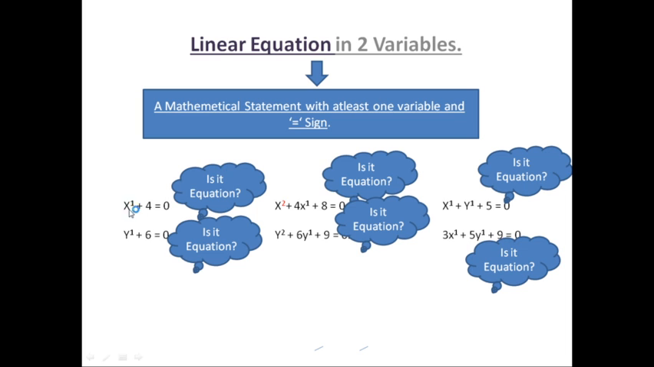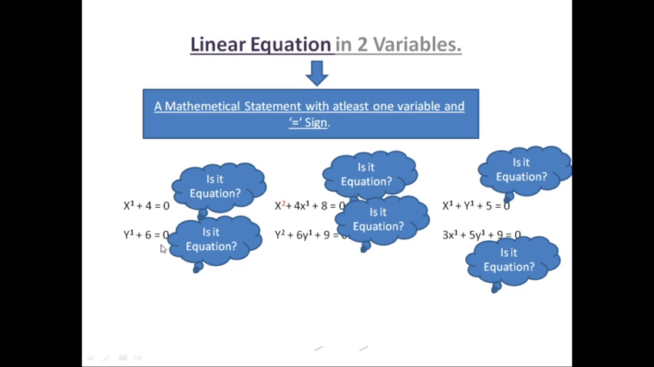So, x plus 4 is equal to 0. Is it an equation? Yes, this is an example of an equation. Why? Because the condition says that we should have at least one variable, मतलब कम से कम एक variable होना चाहिए. We have one variable here, which is x, and we also need an equal to sign, which we already have. So this is a perfect example of an equation.